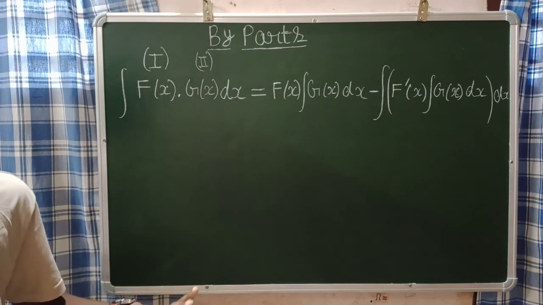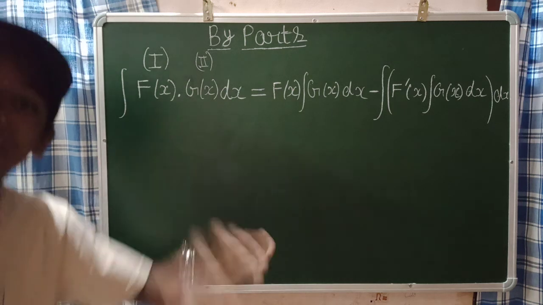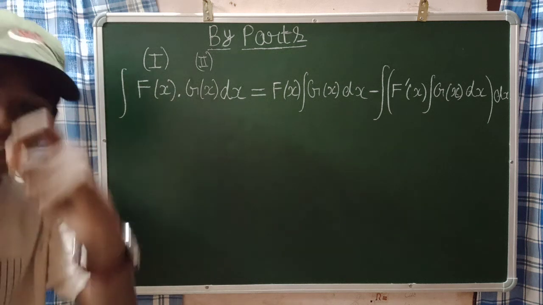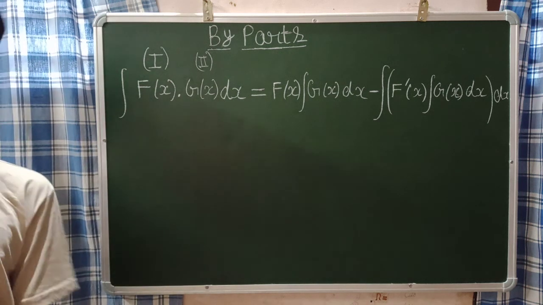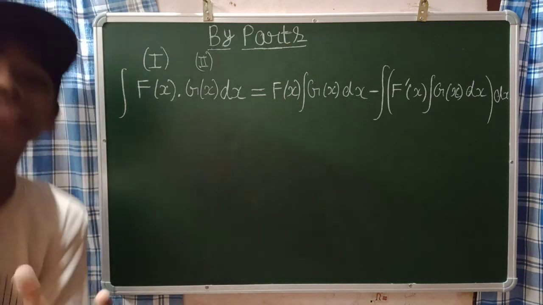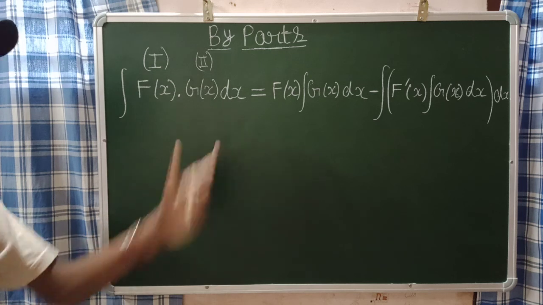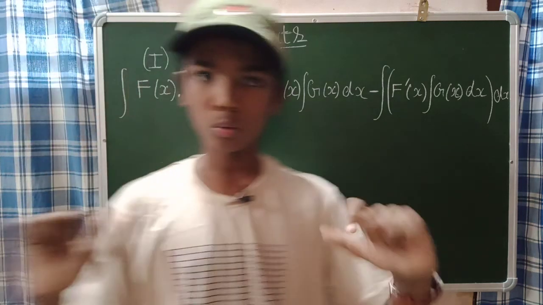For example, if I have the integral of x sin x, and you take sin x as the first function and x as the second function, then you will get it wrong. So there is a rule for it. You should go according to that rule, and you should not choose the first function and second function randomly. I will explain the rule.